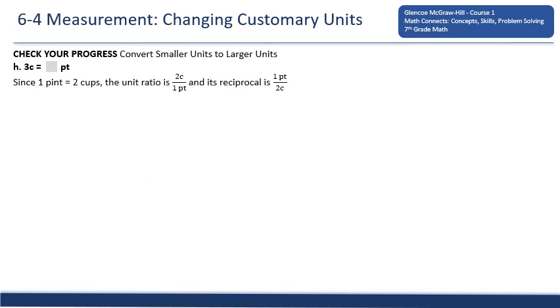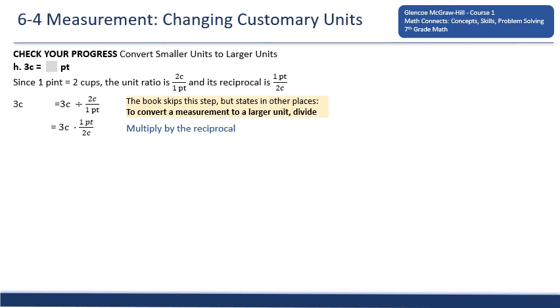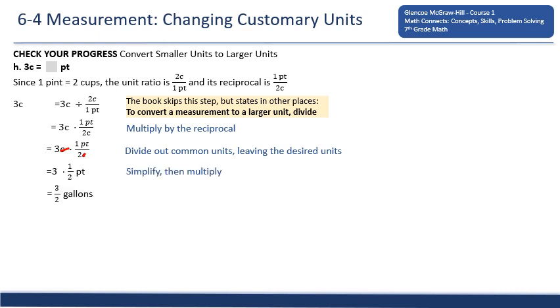3 cups equals how many pints? Since 1 pint equals 2 cups, the unit ratio is 2 cups over 1 pint, and its reciprocal is 1 pint over 2 cups. 3 cups divided by 2 cups over a pint. In order to divide, we'll multiply by the reciprocal, and we will cancel out the cups. That leaves us with 3 times 1 over 2. If we multiply that out, we get 3 halves, and then we convert to the mixed number of 1 1/2.